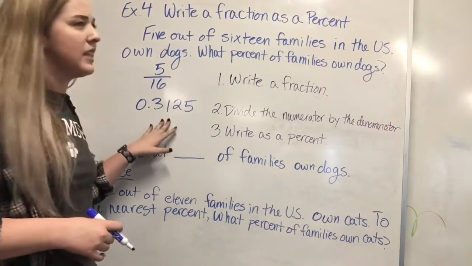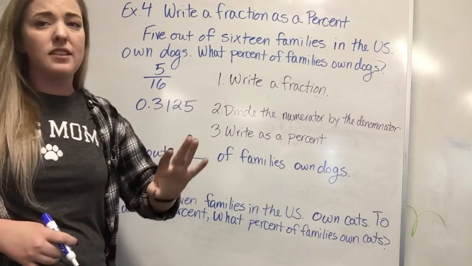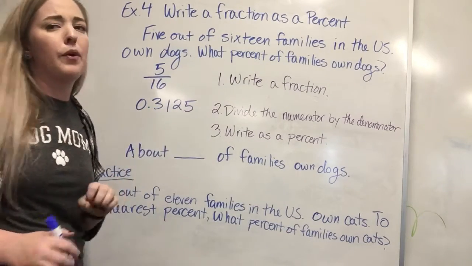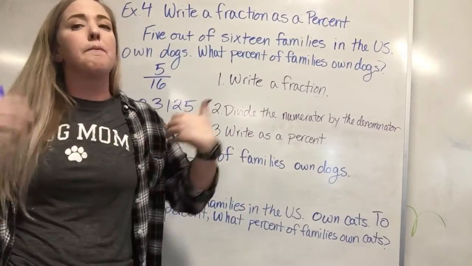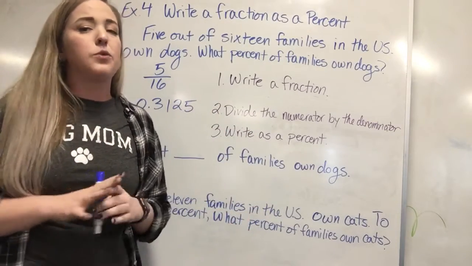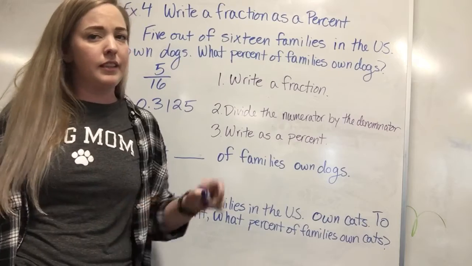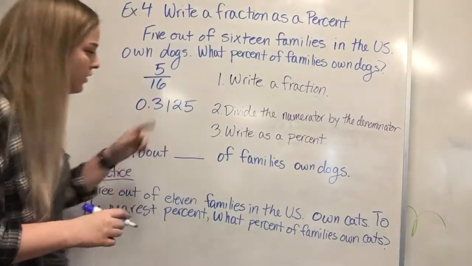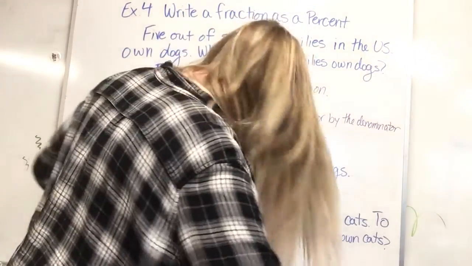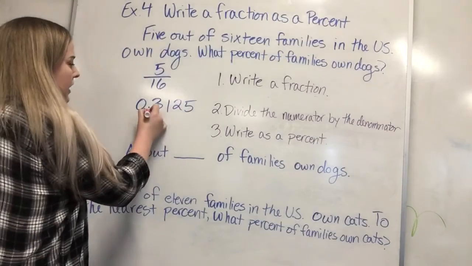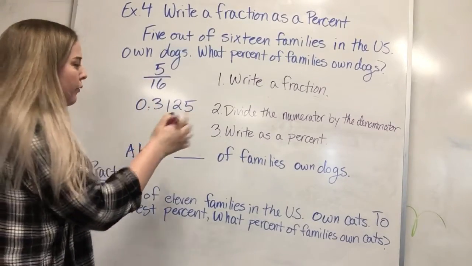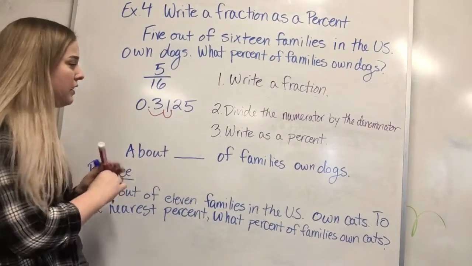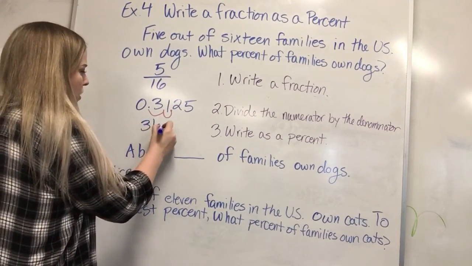Then we're going to take this decimal. We've gone over turning decimals into percents, so we're going to do that now. 0.3125. Remember, when we're going from decimal to percent, we're multiplying by 100, which means we're moving the decimal how many spaces? We're moving it 2 spaces. So let's do that. We're taking the decimal, moving it 2 spaces to the right. Go 1, 2. Then we write as a percent, so we should have 31.25%.